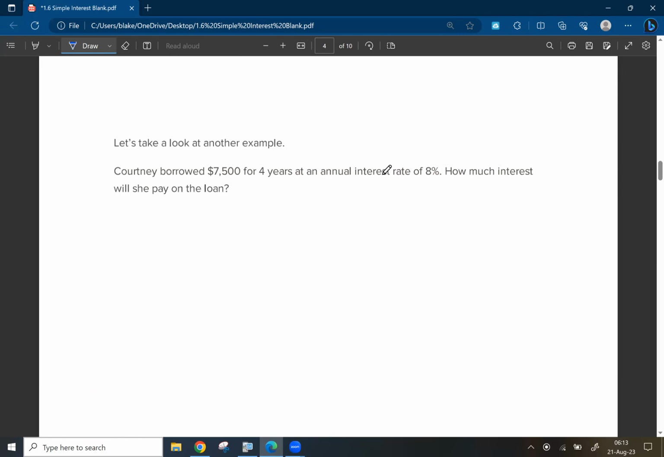All right, so Courtney borrowed $7,500 for 4 years, at an annual interest rate of 8%. How much interest will she pay on the loan? So again, let's write out our formula. I equals PRT. Let's think about what we have. Borrowed $7,500, this is our P. 4 years, that's going to be our T. Interest rate of 8%, that's our R. It says how much interest, so how much I. So it's looking for I.